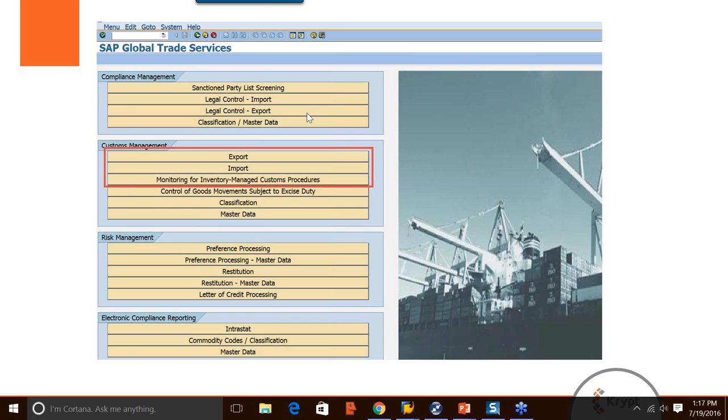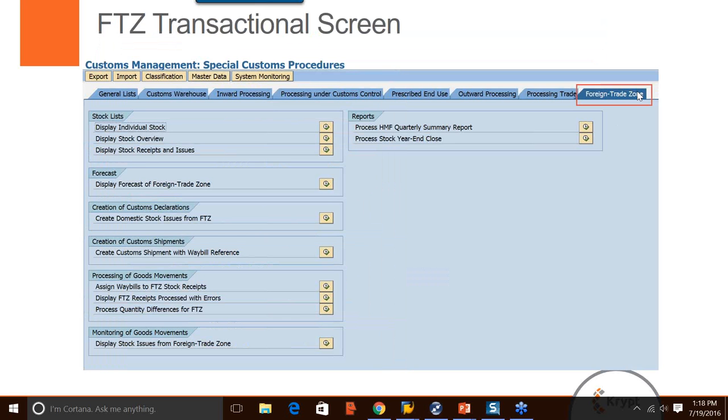So here is the main SAP GTS user interface. And anyone who's familiar with SAP, this will look very familiar. And if you are using GTS today, this will look very familiar. Here's to launch export processing, import processing, and then special processing, which SAP calls Inventory Managed Customs Procedures, which is basically FTZ. And there's a new tab with GTS 11 called Foreign Trade Zone, and here are some of the specific functionalities, and we'll get into more detail on these later.